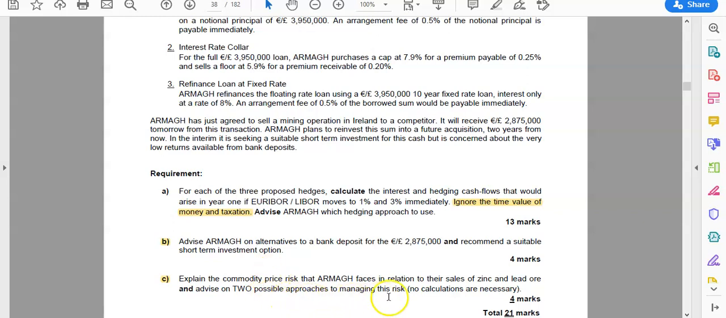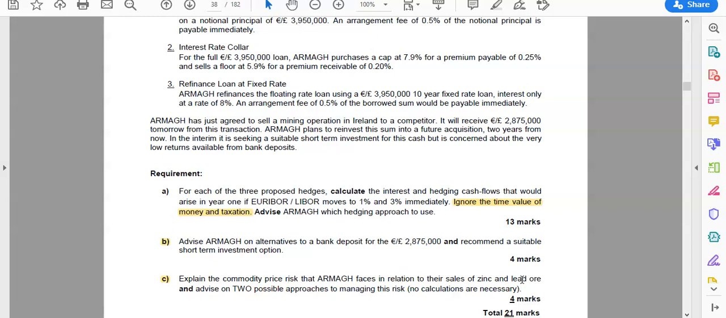Two possible approaches to managing this. While the likes of Ryanair hedge their fuel using futures or forward contracts, you could enter into a forward contract to sell your zinc and lead at a fixed price now for some time in the future. So you can enter into long-term fixed price agreements with your customers. You could enter into futures contracts.